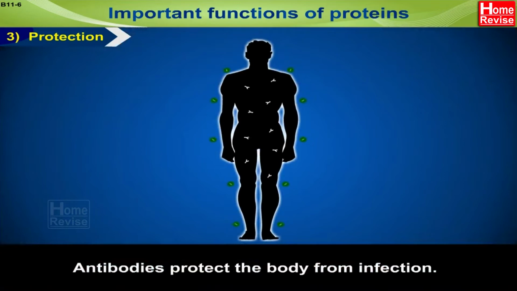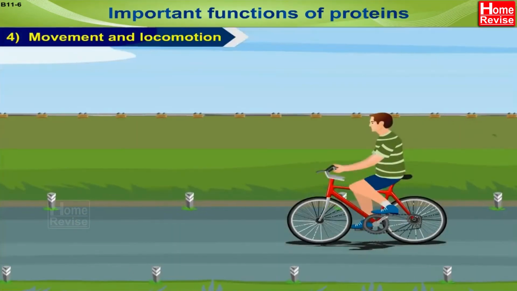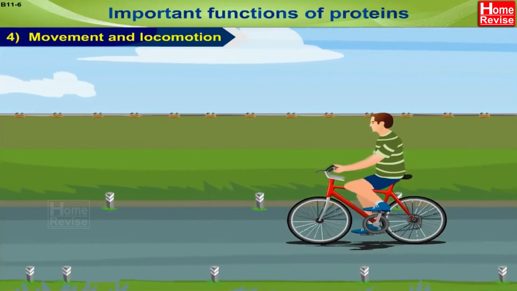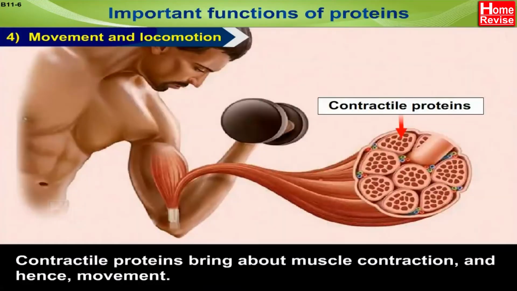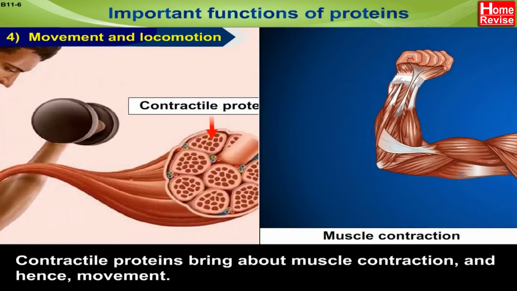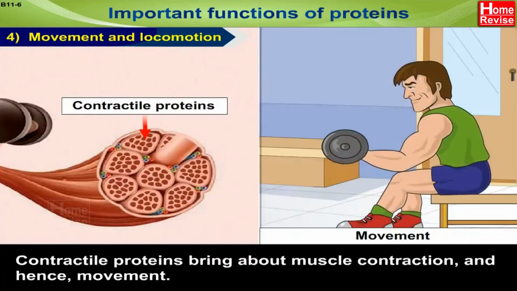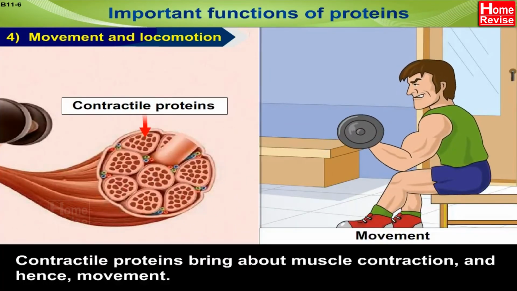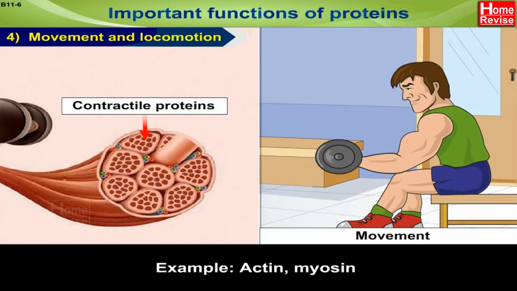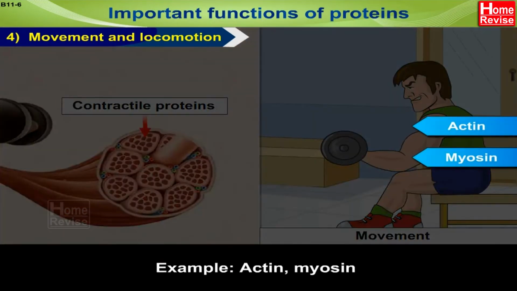Third, protection. Antibodies protect the body from infection. Fourth, movement and locomotion. Contractile proteins bring about muscle contraction and hence movement. Example, actin, myosin.